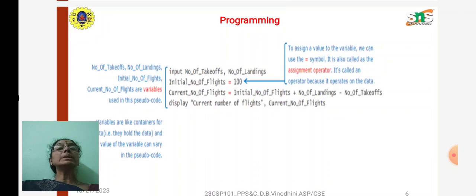The third one uses another variable, the current number of flights, which is equal to the initial number of flights plus number of landings minus number of takeoffs, using the two operators plus and minus. Based upon the calculation we find the output, which is stored in the left-hand side number of flights variable. The last step is to display it using a print statement. Suppose we are using the C language, we print the current number of flights calculation in the printf statement. So this is the way we write a program for every solution.